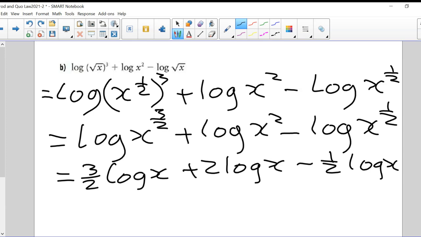And all I'm going to do now is just put everything together into one big happy family. They're all log x's. They belong together, right? So that's 1.5 minus a half, which is 1, plus 2. So that would be 3 log x.